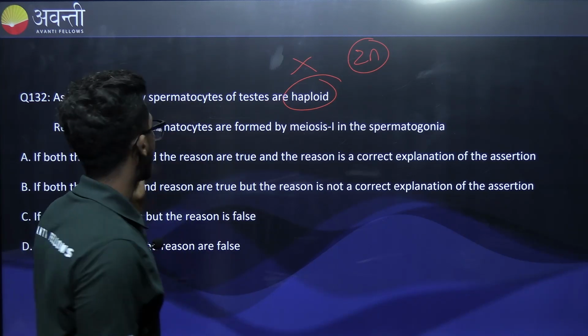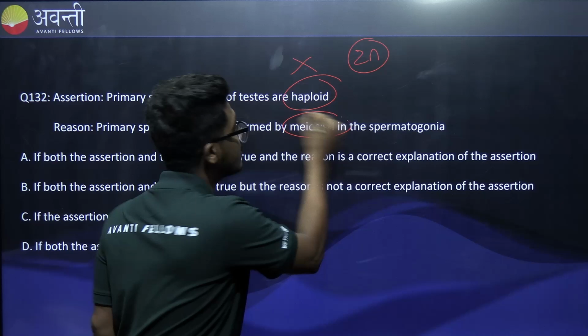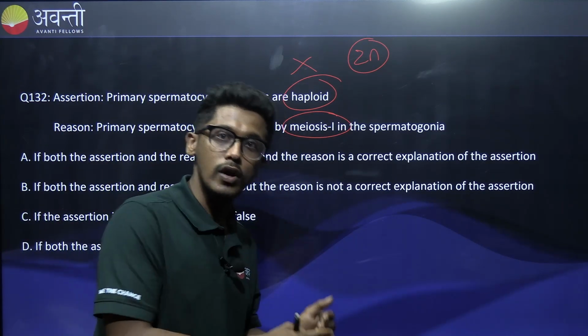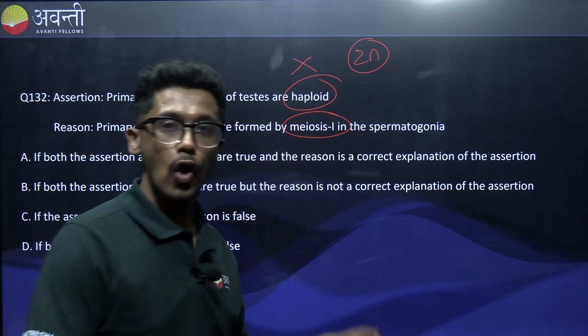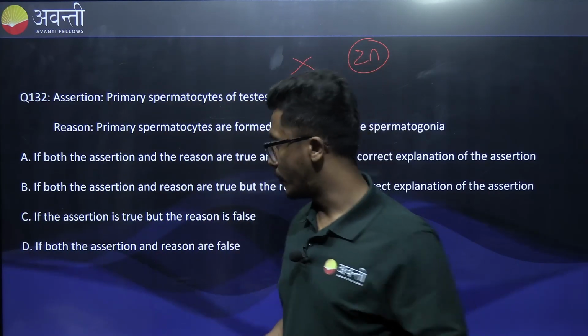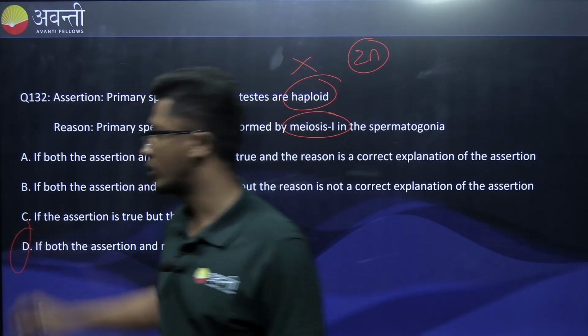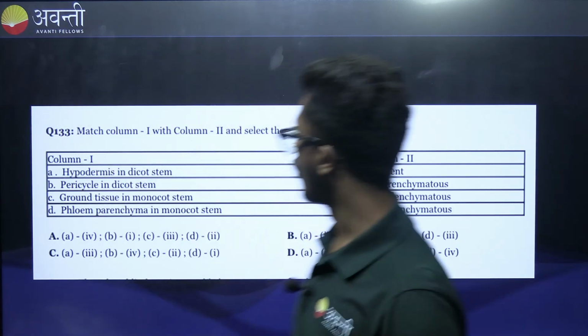And next one, the primary spermatocytes are not formed by meiosis 1. They are a resultant of mitosis modified cells. Some of the spermatogonia modify themselves into primary spermatocytes. So this is also a wrong statement. So our option is if both assertion and reason are false. So your correct option should be option D. Okay. So let's go for the next question.